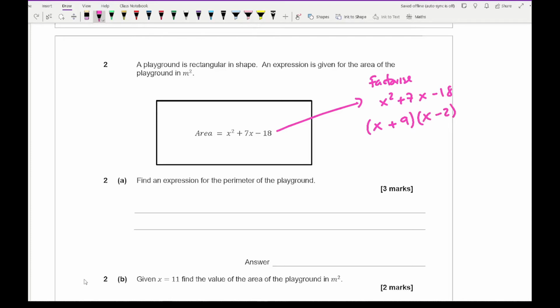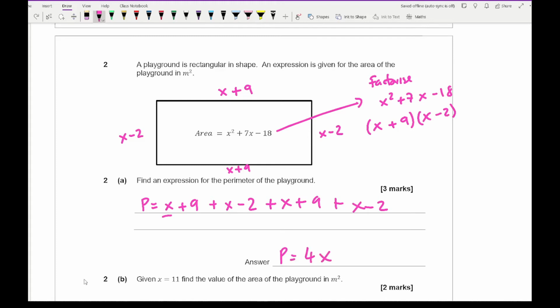I would probably opt for one side being x plus 9 and the other side being x minus 2. Then the perimeter is going to be 2 sets of each side. So 2 times x minus 2, plus x plus 9, and simplifying all of that, combining all the x's together, I get 4x plus 14. And there is my final answer. It's the perimeter, so that's going to be in meters.